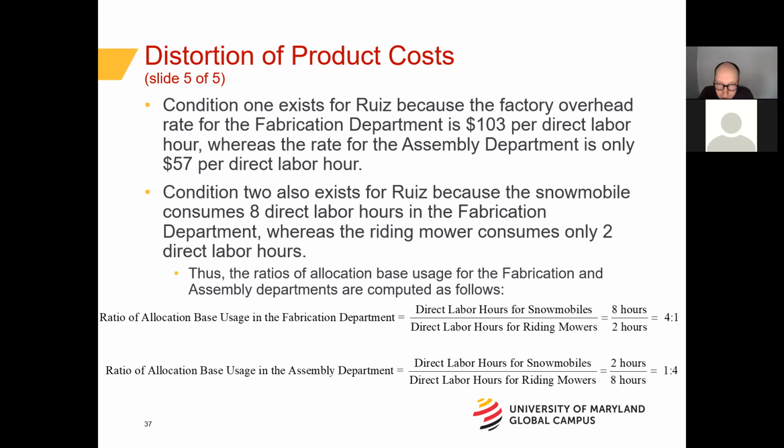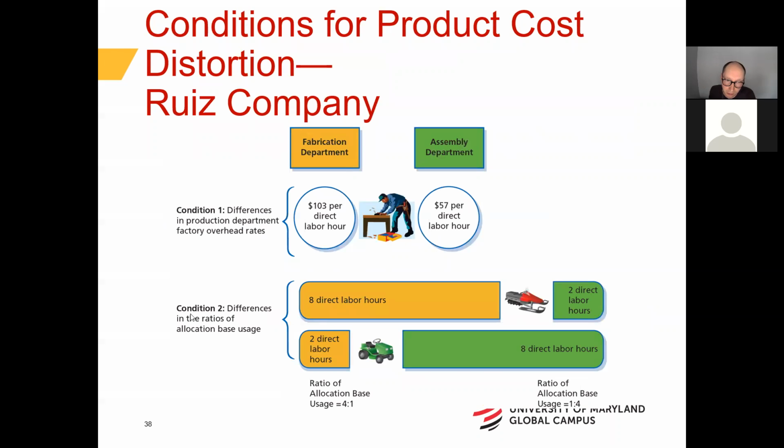What that means is for snowmobiles, we're using 4 times as much time to produce a snowmobile than we are riding lawnmowers. The opposite is true in the assembly. And what that tells us as managers is we can allocate budgets based off of these types of ratios for time, right? That was kind of what we saw early on.